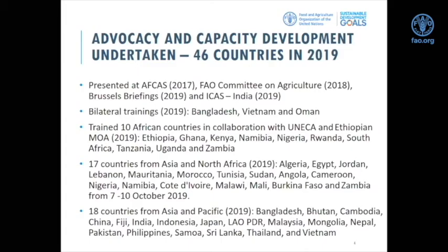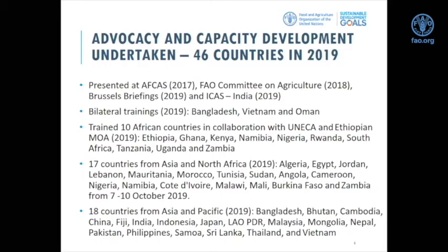Of course, we conducted some bilateral trainings as well, whereby we went to the respective country to train their staff on the SDG 2.4.1 methodology exclusively. In this respect, in 2019, I went to Bangladesh, Vietnam, and Oman to train their national staff on the indicator. There was a training organized for 10 African countries in collaboration with UNECA and the Ethiopian Ministry of Agriculture in 2019. The following countries participated in that training: Ethiopia, Ghana, Kenya, Namibia, Nigeria, Rwanda, South Africa, Tanzania, Uganda, and Zambia.